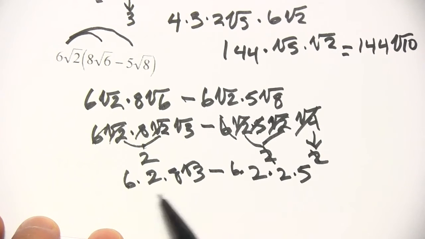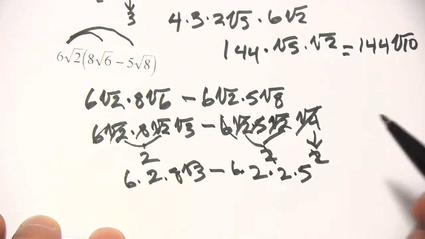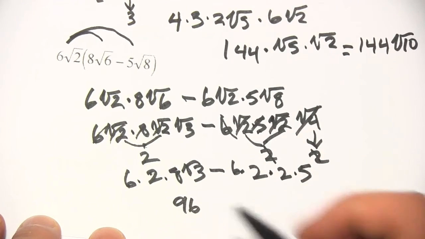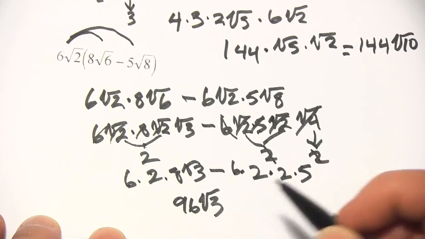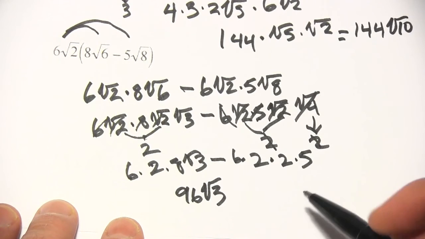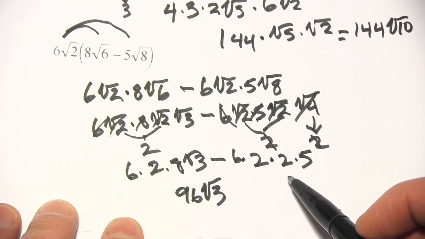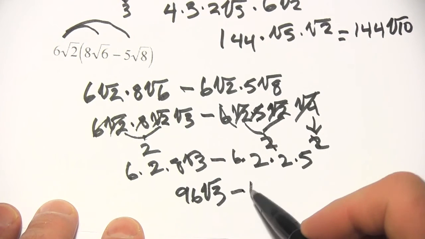Okay. So let's multiply back together what we can. 6 times 2 times 8. So 12 times 8. What is that, 96? Times the square root of 3. And then 6 times 2 times 2 times 5. So that is 10 times 12, so 120.